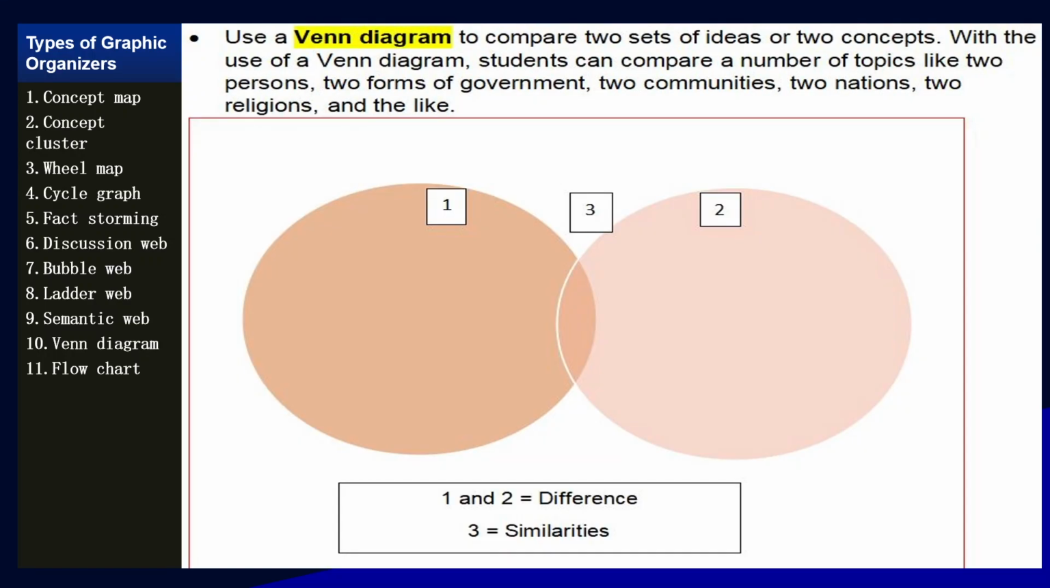Number 10 is the Venn diagram, the most easily recognizable graphic organizer. Use a Venn diagram to compare two sets of ideas or two concepts. With a Venn diagram, students can compare a number of topics like two persons, two forms of government, two communities, two nations, two religions, and the like. For example, industrialization back then and industrialization now. You should compare them. What are their differences in the big circles, while in the middle circle is what are their similarities, like it says here.